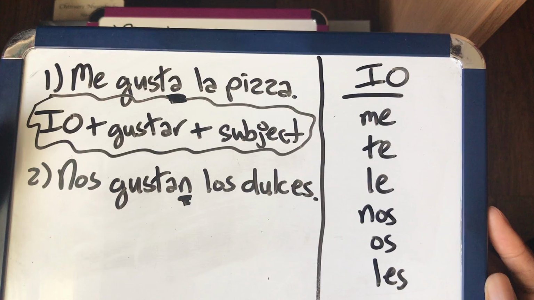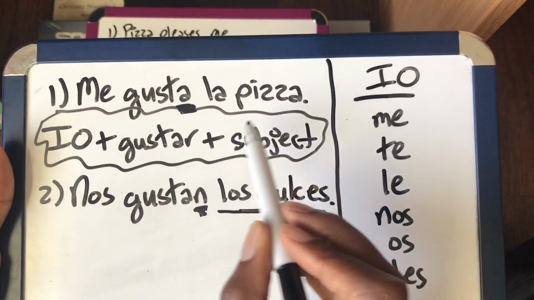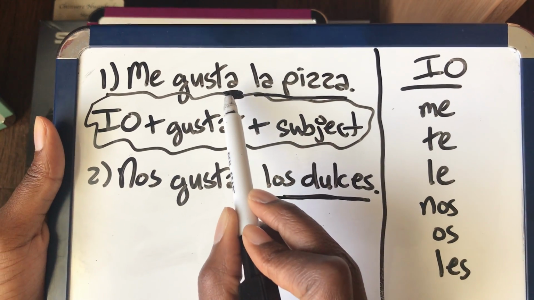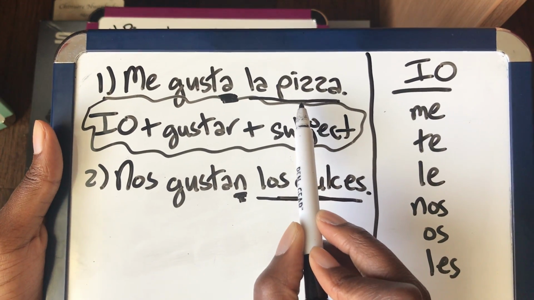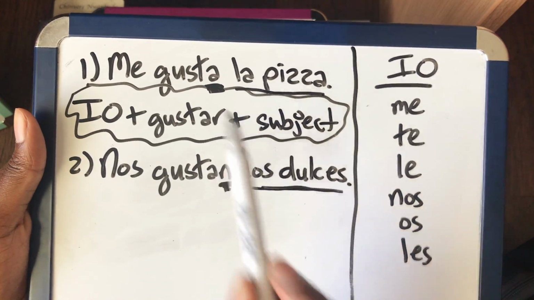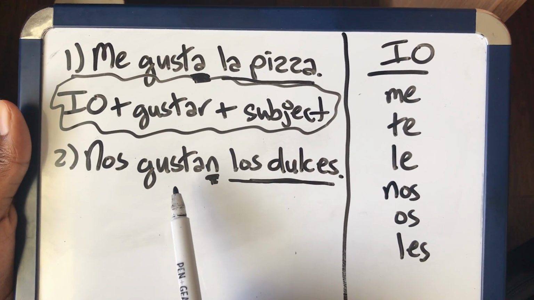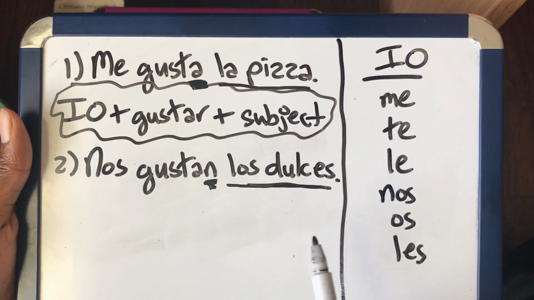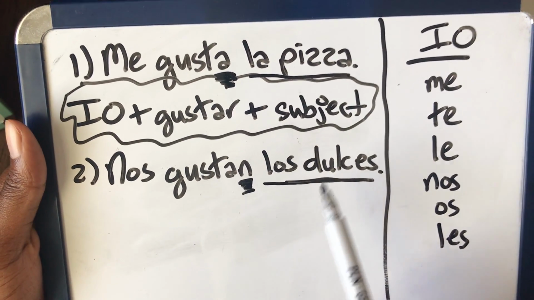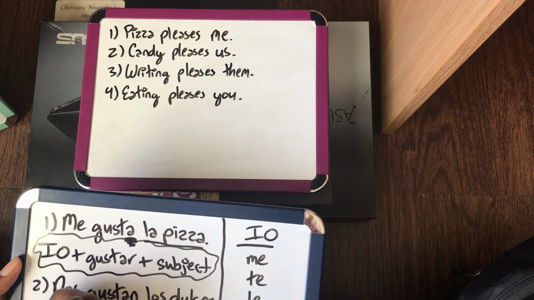The reason that it's like that is because this subject is plural and this subject is singular, and gustar has to be conjugated to match the subject. So if this was las pizzas, this would be me gustan. And if this was el dulce, this would be gusta. Nos gusta el dulce. Do you see the difference? There's a difference between the conjugation because the subjects differ in number. Moving on to number 3.